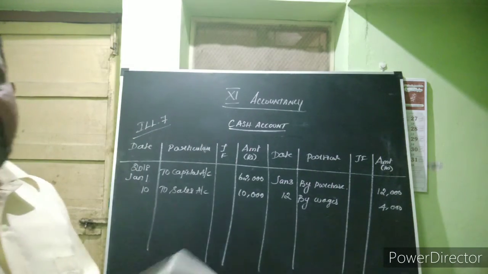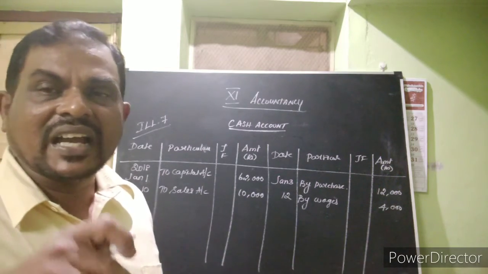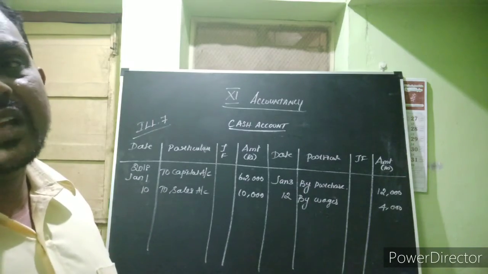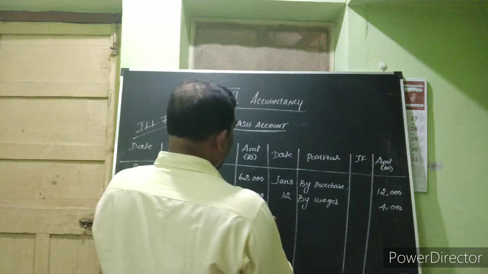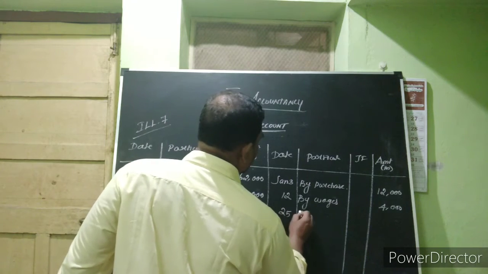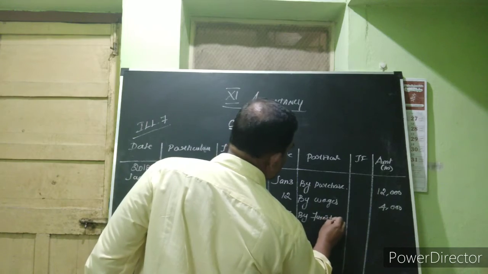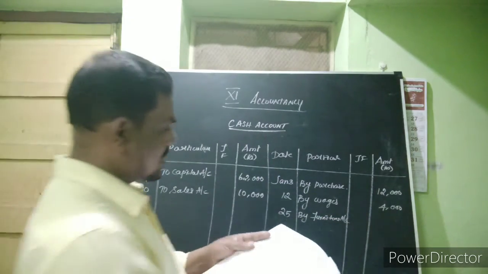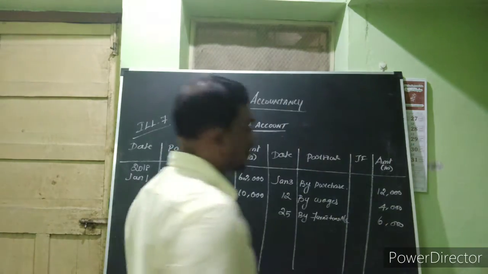Furniture purchased for cash. So furniture account debit, cash account credit. Now cash is on the credit side, so the cash going out should come on the credit side. What is the journal entry? By furniture. What is the date? Date is 25. By furniture account. How much? Amount is rupees 6,000.